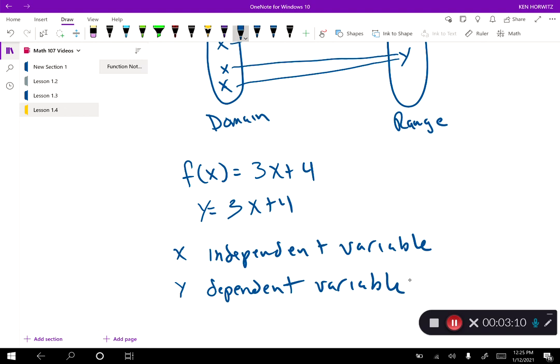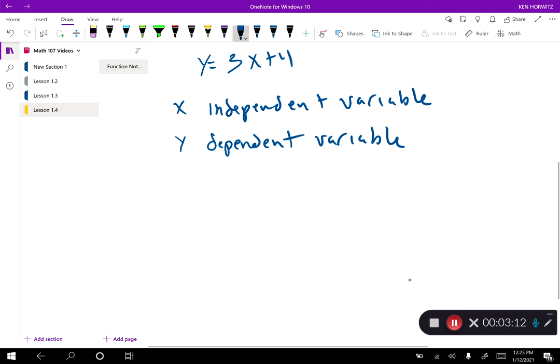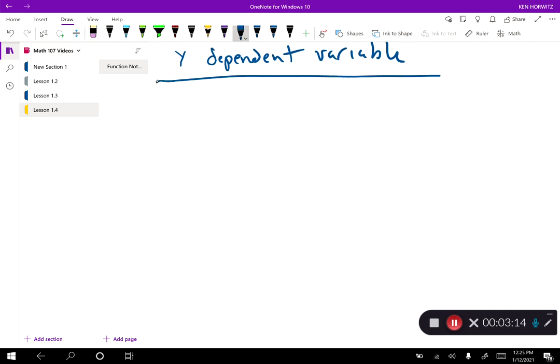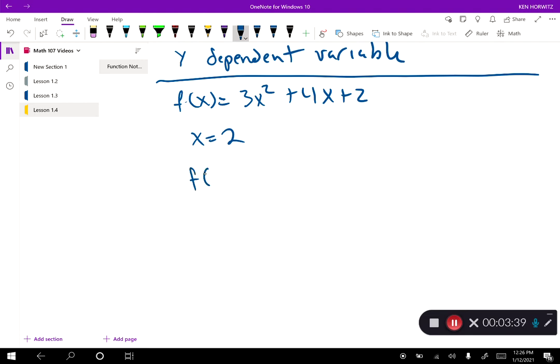So let's try a quick example. Here's my rule: f of x equals 3x squared plus 4x plus 2. Let's say for x, I picked 2. Every time I see an x, I want to plug in 2. So really what I want to know is, what is f of 2?